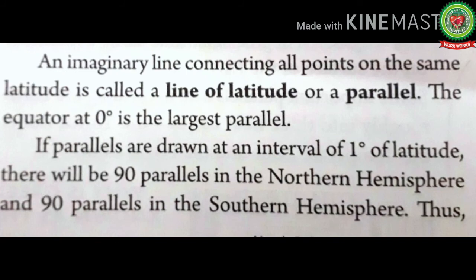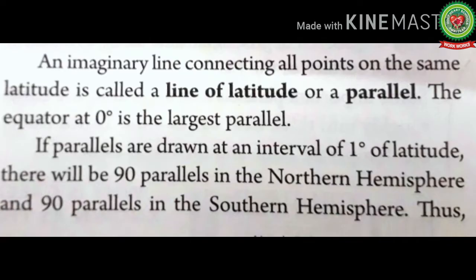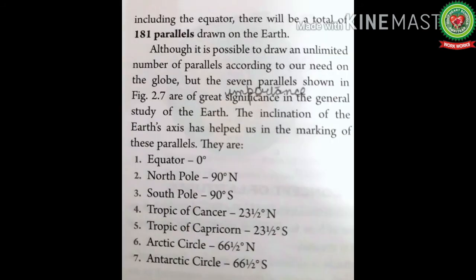An imaginary line connecting all the points on the same latitude is called a line of latitude or a parallel. The equator at 0° is the largest parallel. Therefore, it is also known as the Great Circle. If all the parallels are drawn at an interval of 1° of latitude, there will be 90 parallels in the northern hemisphere and 90 parallels in the southern hemisphere. This we have already discussed in the starting of this topic. Thus, including the equator, there will be a total of 181 parallels drawn on the earth.